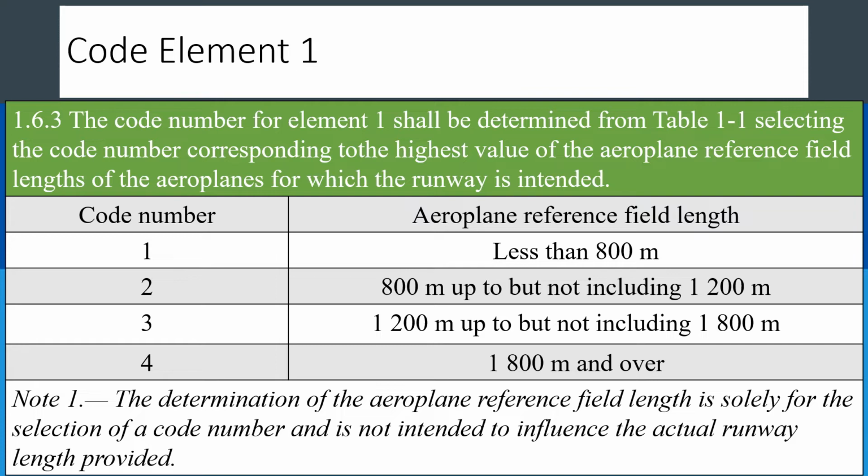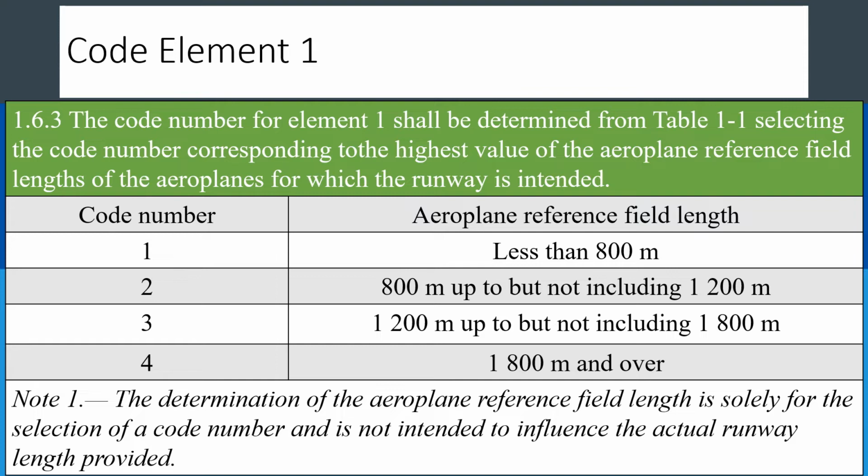Therefore, if I mention that in my aerodrome I have a code 4 runway, what it means is that I have a runway that is longer than 1800 meters. It doesn't specifically state whether my runway is 3000 or 4000. No, it only states that my runway is longer than 1800. That will clearly give you an idea of the types of aircraft that my runway can receive.